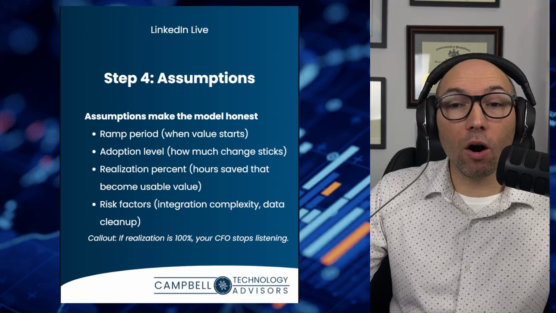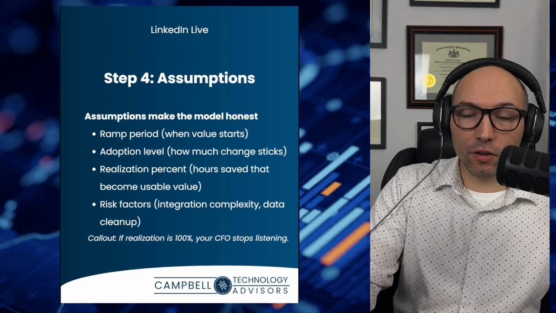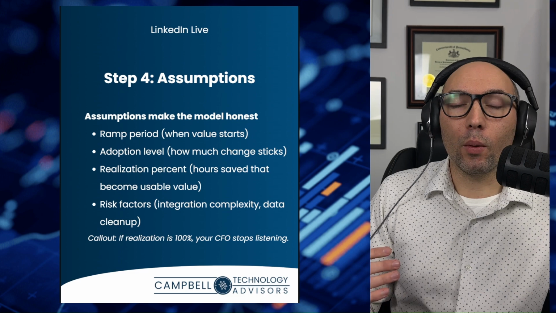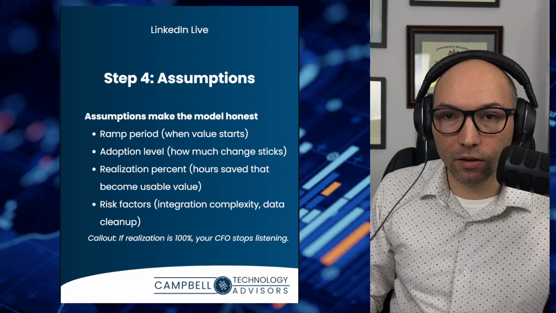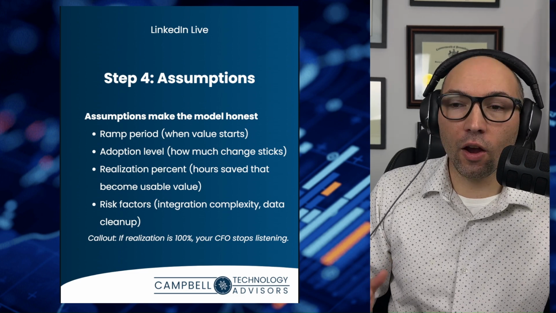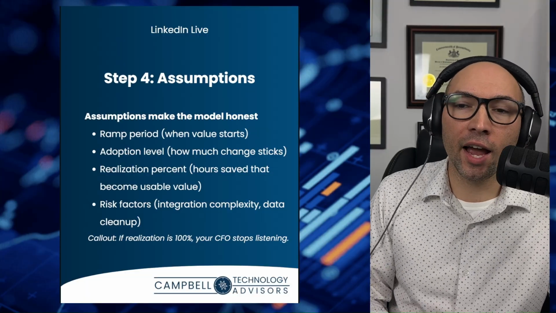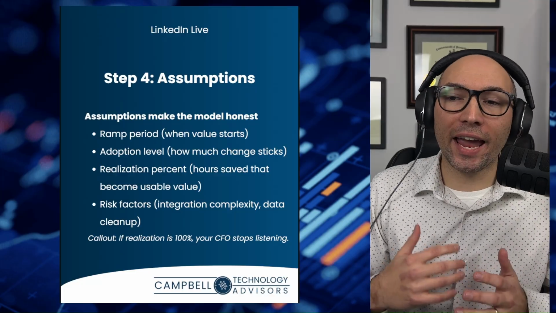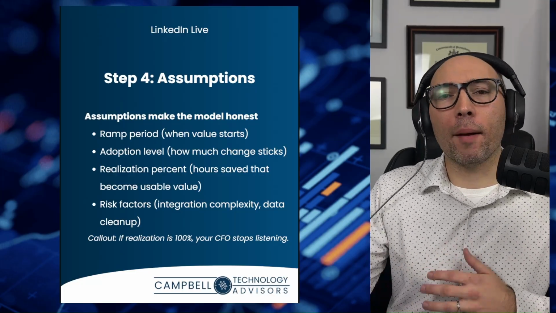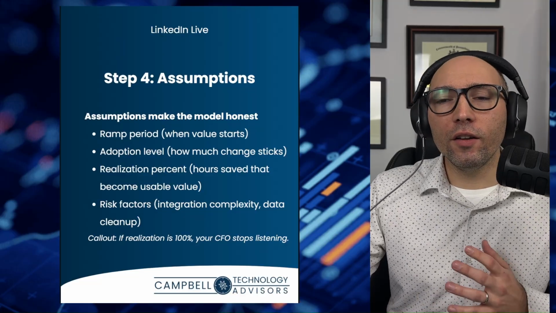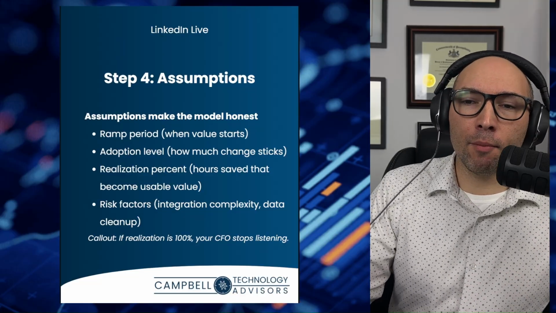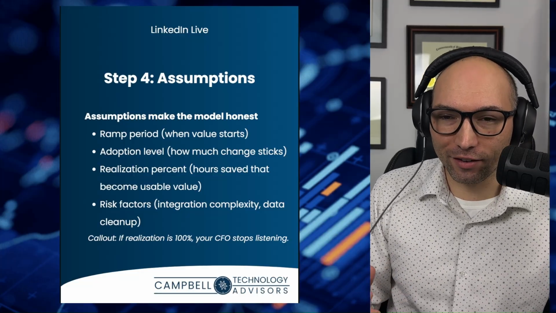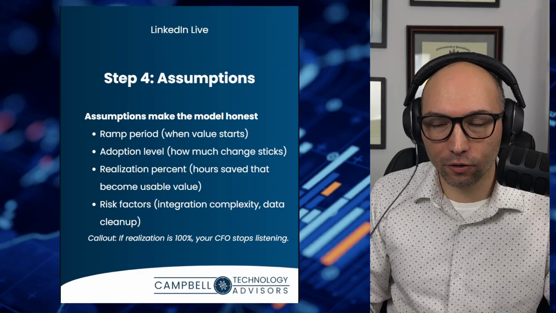Next, step 4 are the assumptions. We've got those other items. Now we need to start making assumptions, but we need them to be honest. That's tough. Assumptions include things like what percentage of time could be saved, how quickly can we adopt the new process, what is the ramp up period, what is the quality of implementation, and my favorite assumption, the one that saves you from embarrassing ROI slides, realization percentage.